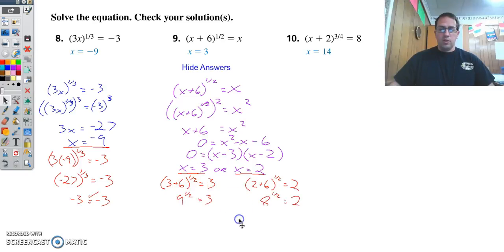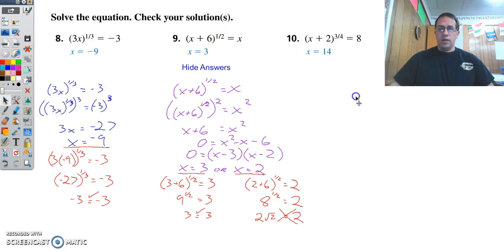And we end up with, let's see, no good. We have 3 equals 3, that one works. So x equals 3 is good. But when we plug in 2, we end up with the square root of 8, or 2 root 2. And 2 square roots of 2 does not equal 2. So that one's no good. So the only one that works is the 3.